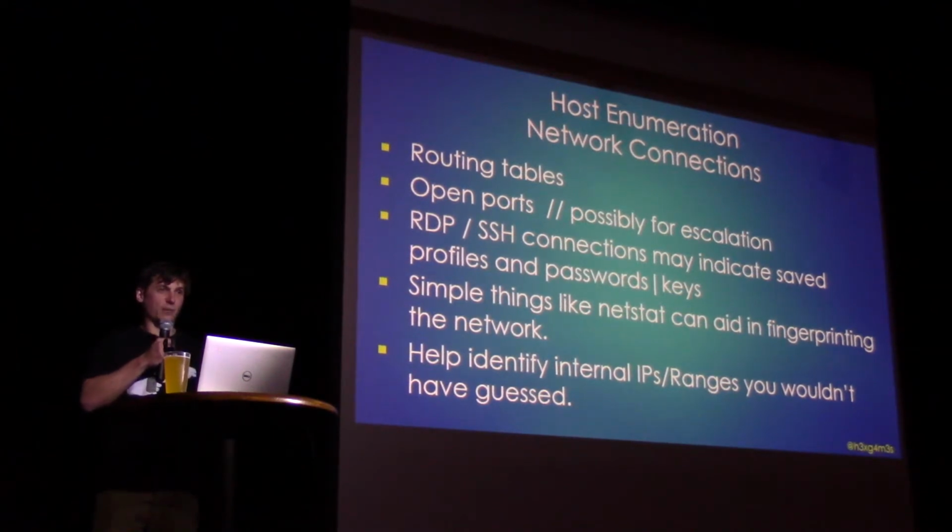After that, we're going to look at the network connections. What we're looking for on a host is the routing tables, and open ports that you can possibly use for other exploits if there are services running somewhere. RDP or SSH connections may indicate that this box is going to have some keys on it or sessions that are saved. A lot of people just save all their RDP sessions with the creds already typed in, and we can just steal those and use them. Things like netstat are going to get you this info. And you can also help identify the IPs and ranges inside the network before even doing any kind of scanning, you know?